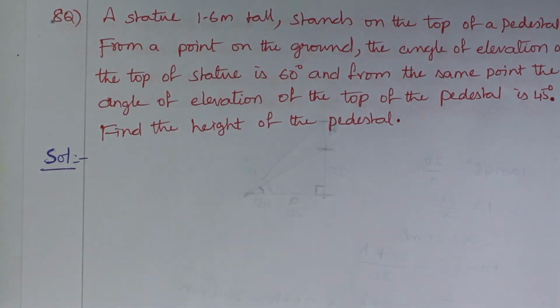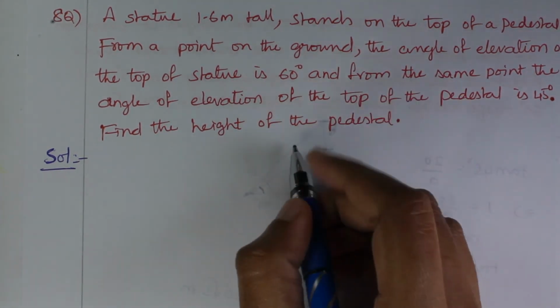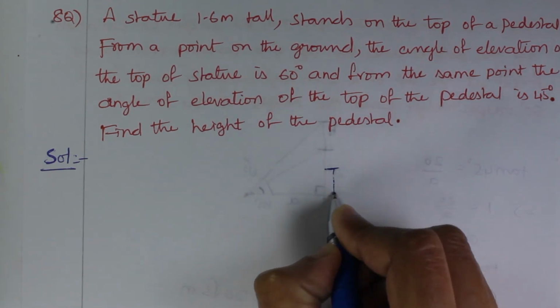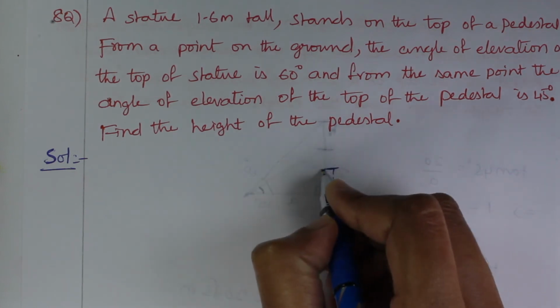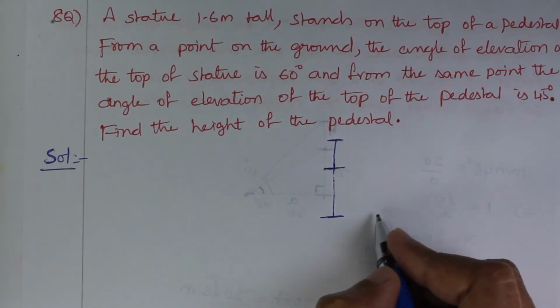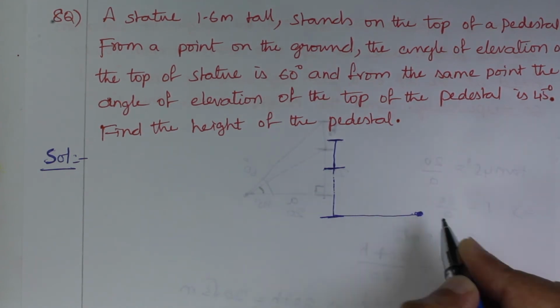So there is a pedestal. Pedestal is the stand on which the statue stands. Okay. Pedestal is like a stand for a statue. So there is a pedestal. Let us assume this to be the pedestal. And there is a statue. Let us assume this to be the statue. Okay. So there is a point on the ground. Let us assume this to be the point.